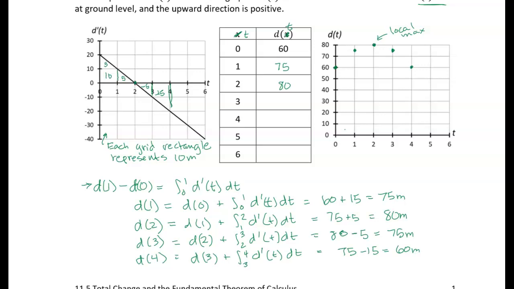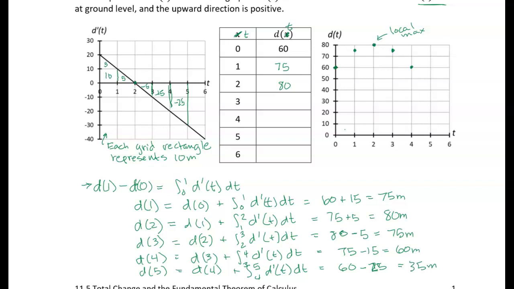All right, we got a couple more here to do. Let's see, do I have room? D equals 5. I'm going to take the position at 4 and add the integral from 4 to 5 of d prime of t dt. So I take 60, and then I have to figure out what is the integral between 4 and 5. So it looks like we have 10, 20, 25. So in the negative direction, we have an area of negative 25. So 60 minus 25 gives us 35.